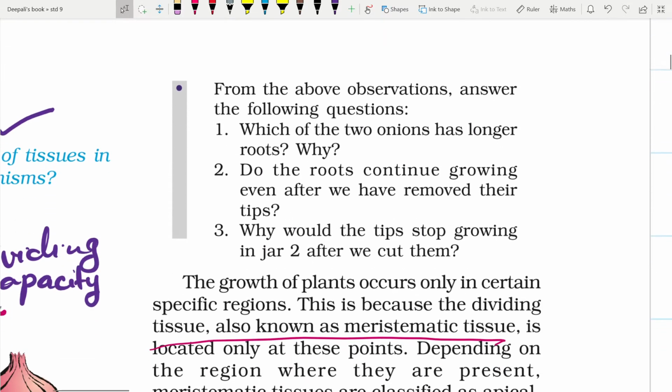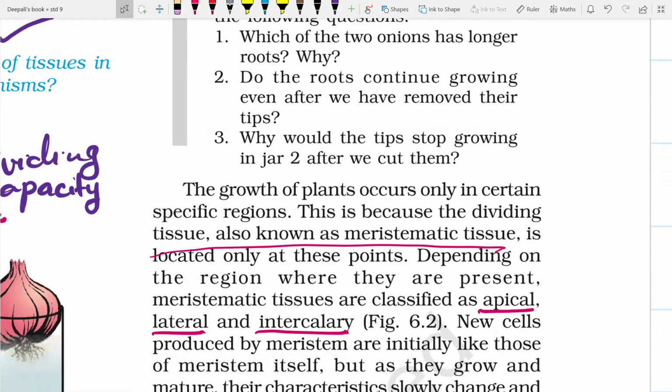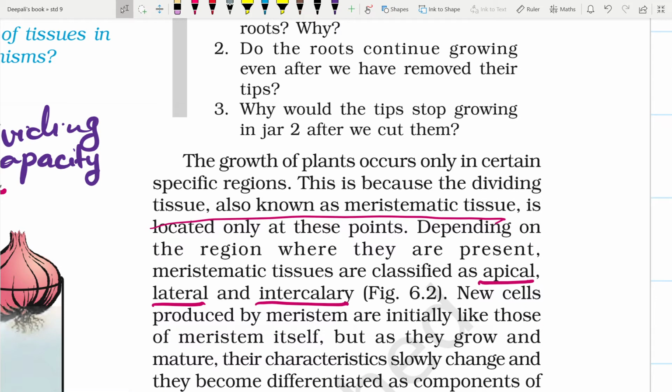Now, the growth of a plant occurs only in certain specific regions. This is because the dividing tissue, also known as meristematic tissue, is located only at these points. Depending on the region where they are present, meristematic tissues are classified as apical, lateral, and intercalary.